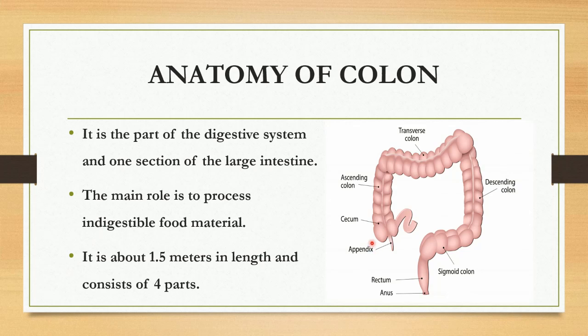You can see that in the picture. So this is the ascending colon, which is located on the right side, and the transverse colon, which travels across, and the descending colon, which is located on the left side, then the sigmoid colon, rectum, and anus.